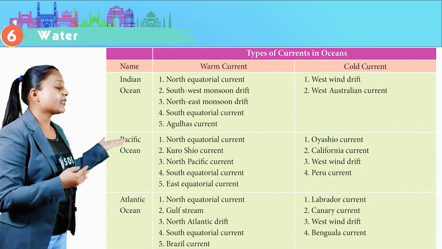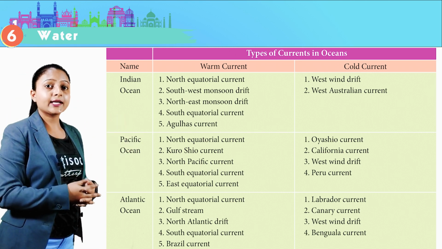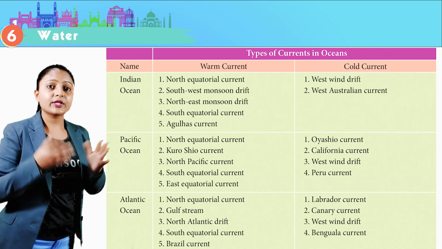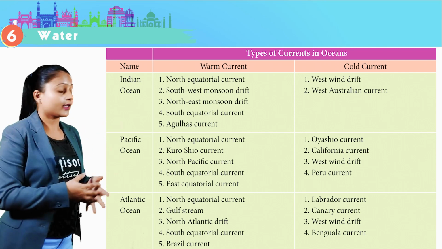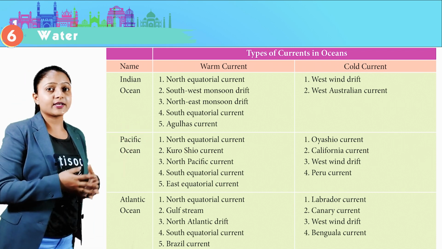Types of ocean currents in the Indian Ocean. Warm current: north equatorial current, southwest monsoon drift, northeast monsoon drift, south equatorial current, August current. Cold current: west wind drift, west Australian current.